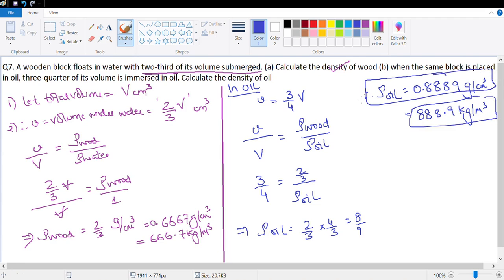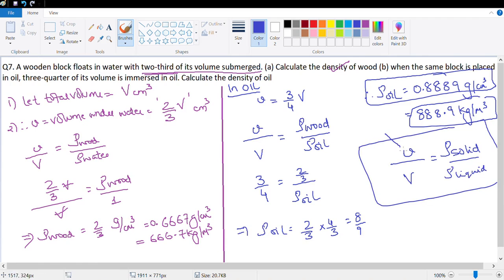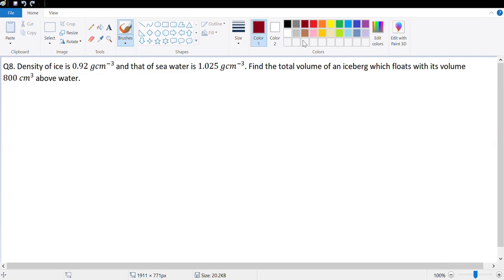I hope you realize how simple these questions are. Only one formula: small v upon capital V is equal to density of solid upon density of liquid. What you need to keep in mind is small v is the volume under the liquid, capital V is the total volume of the solid. Let's look at the next question. The next question that we do is question number 8.